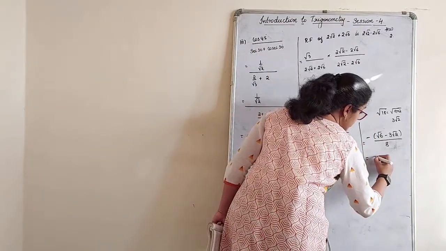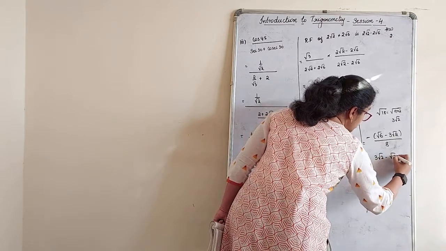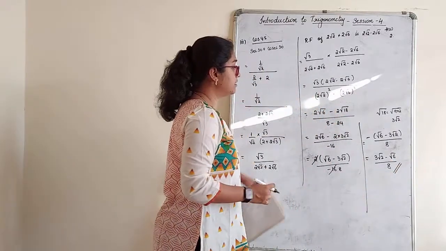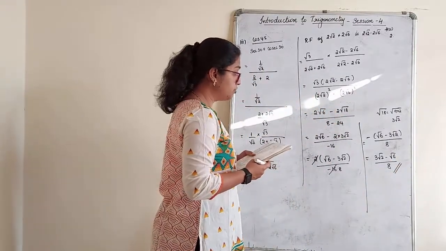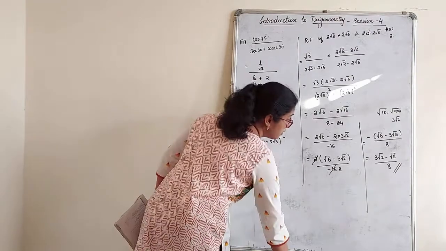So I'll write the final answer as minus into minus plus 3 root 2 minus root 6 divided by 8 is the answer. So this is how you do it. 3 root 2 minus root 6 divided by 8. Very clear? We'll go with the next one.